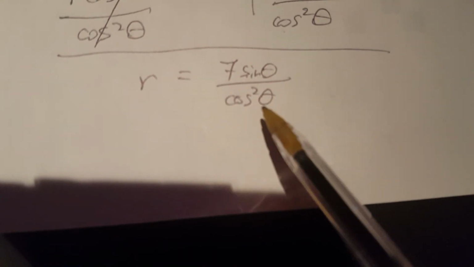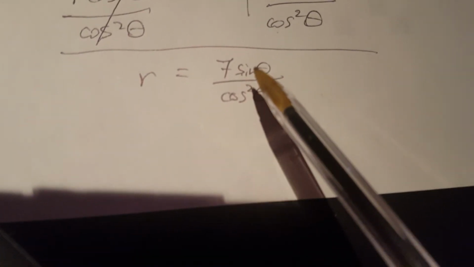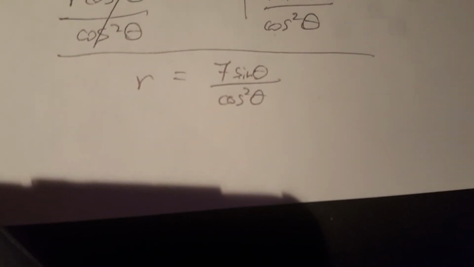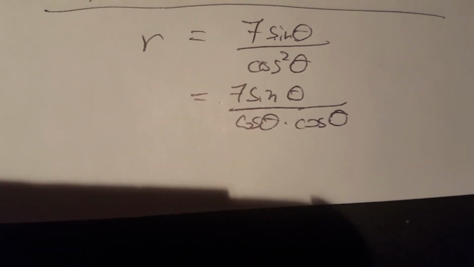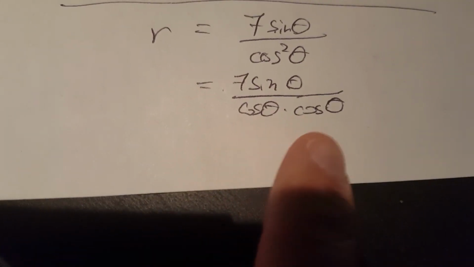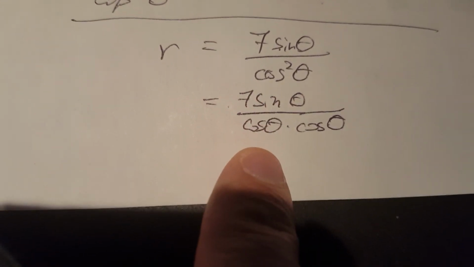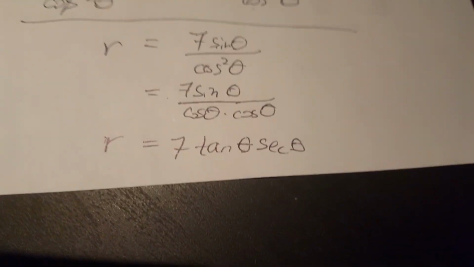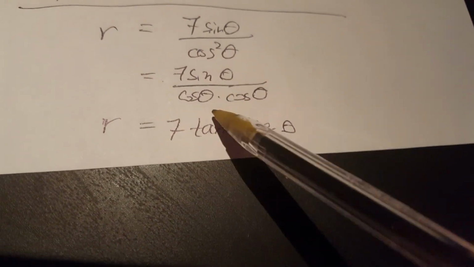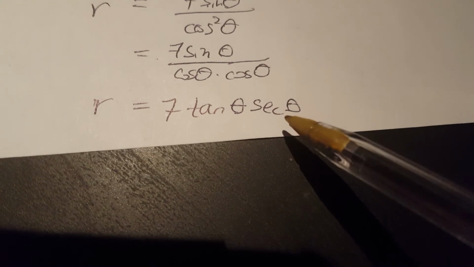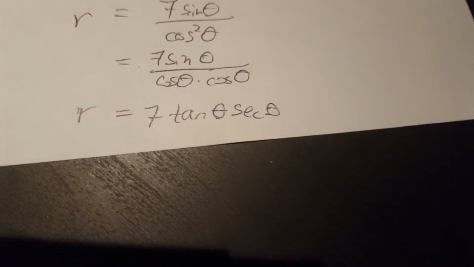Now that I have this, I can still simplify this a little more. Sine theta over cosine squared, I'm going to separate the cosines on the bottom. So you're going to have r equals 7 sine theta over cosine. See how I separated these on the bottom? On one of these, I'm just going to say sine over cosine, and then the other one I'll have 1 over cosine. So I'm left with 7 sine over cosine. Sine over cosine is tangent. And then I just have this over cosine, so that's going to be secant. And right here we are done.